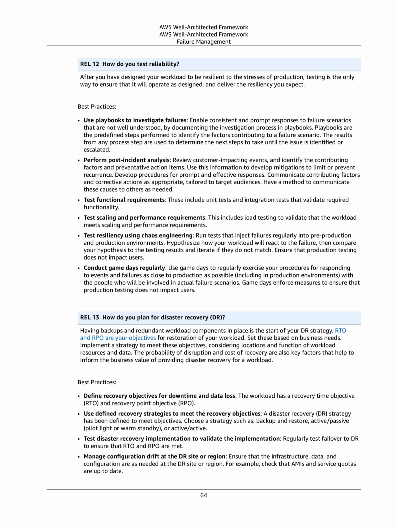REL 13: How do you plan for disaster recovery, DR? Having backups and redundant workload components in place is the start of your DR strategy. RTO and RPO are your objectives for restoration of your workload. Set these based on business needs. Implement a strategy to meet these objectives, considering locations and function of workload resources and data. The probability of disruption and cost of recovery are also key factors that help to inform the business value of providing disaster recovery for a workload.